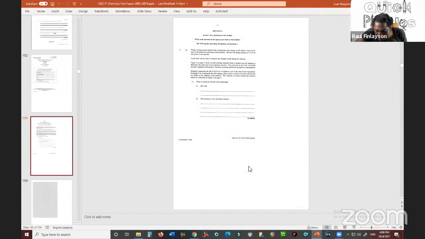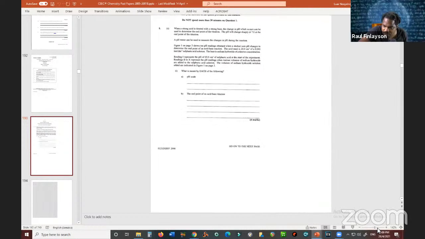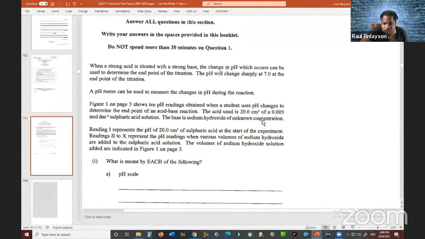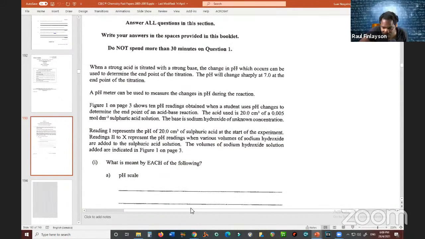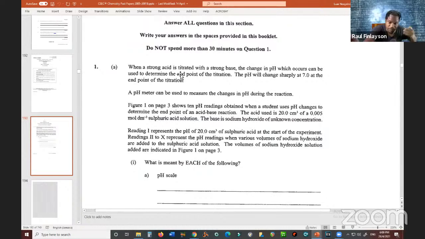Even look, this is a 2008 paper. Let's zoom in and see what happens here. Just randomly, the first question we see on the paper is, look at that, titration. Everybody seen that? This is exactly what I'm talking about here. I didn't have to scroll far before I find a titration question, and this was from 2008.